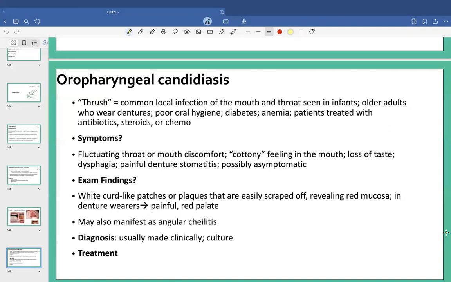So exam findings, we talked about, there may also be a manifestation of angular cheilitis, which was on the other picture, which we'll go back to as well. Because I've had a ton of patients that come in, no white patches in the mouth, no red palate, but they have these in the corners of their lips. That can be a sign of fungus. Sometimes it's bacterial, but it can be a sign of fungus. So these are different things you should be thinking when you're treating patients with particular complaints. If you see that, you want to treat that.